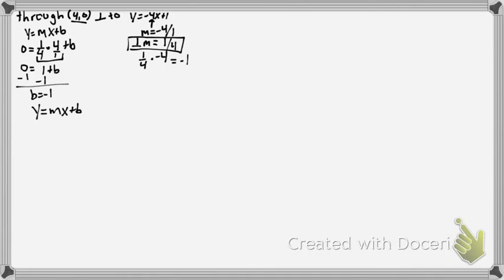So my final answer in slope-intercept form, y equals mx plus b again, that's slope-intercept form. If you don't know this formula, you've got to memorize it. You're going to use it for the rest of your career in high school. So y equals 1/4 x, 1/4 is my slope, plus the b I just found, negative 1. And that's all there is to it.